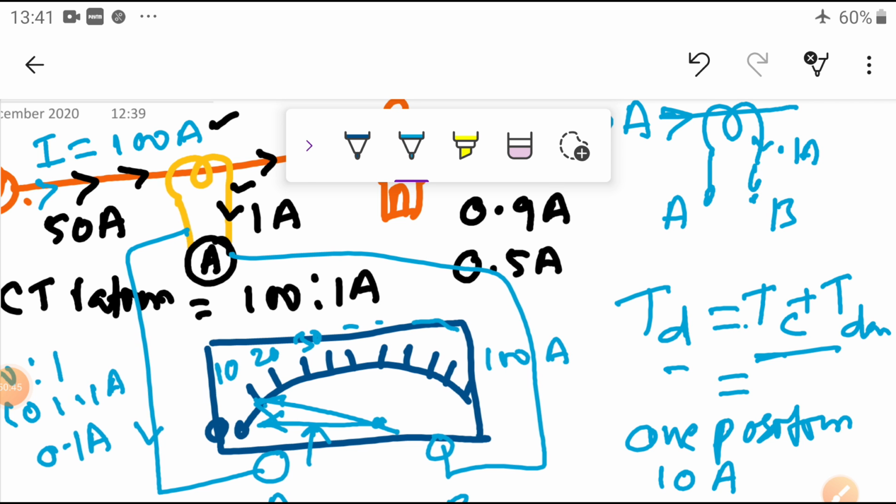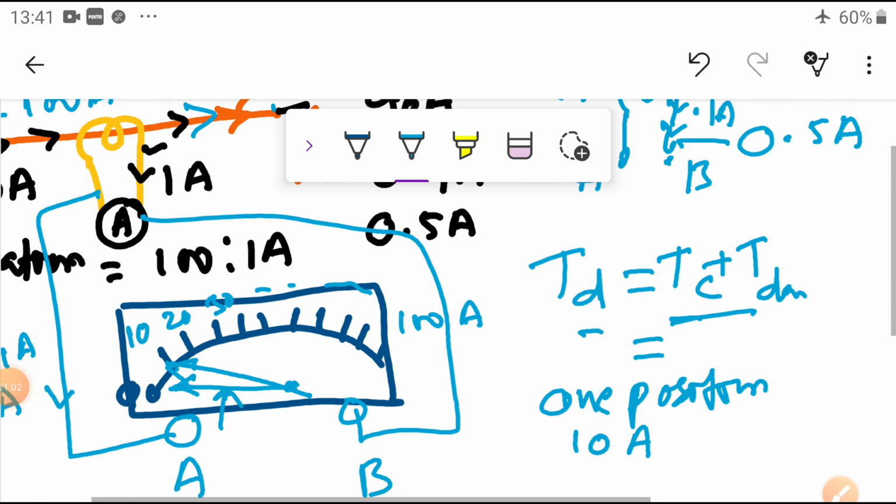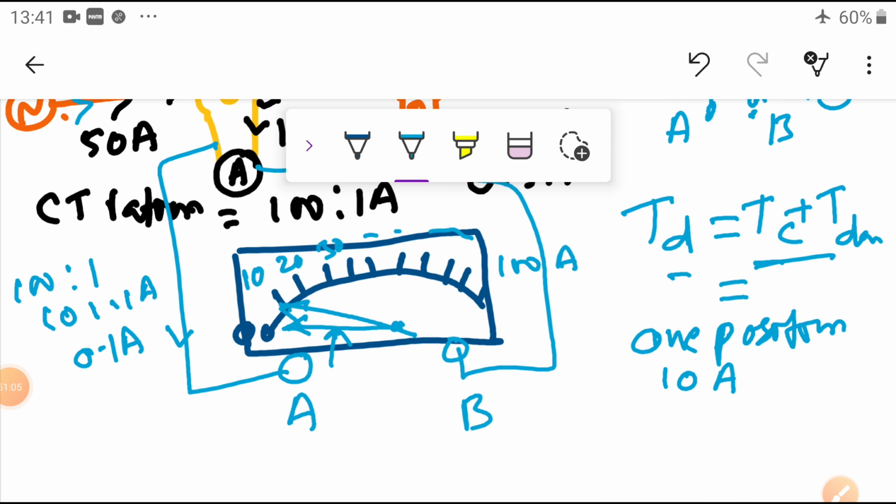For example, this line is carrying 50 amperes. If the 50 amperes flows, what is the corresponding current in the secondary? That is 0.5 amperes. Now the 0.5 amperes is connected to the A and B terminals, and the deflecting torque produced in this case is now more, and it will try to move the pointer up to 50 amperes. Then it is stable at 50 amperes, so we read it as 50 amperes.